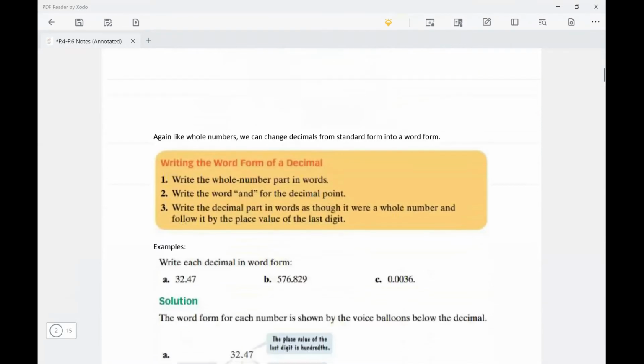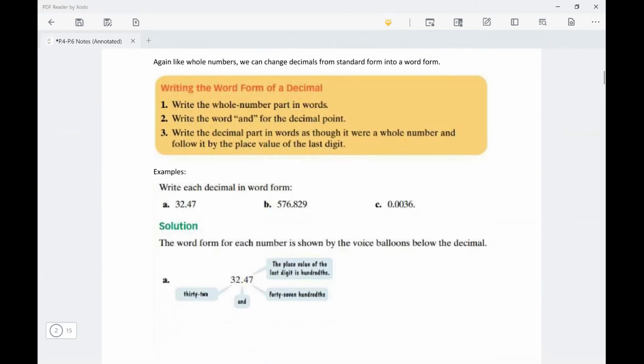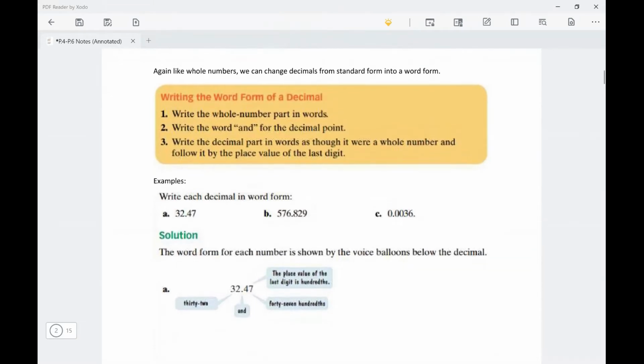Okay, so let's move on and look at writing decimals in word form, and then we're going to do the flip side of that as well. So we'll start with the words and go to decimals, right? I'm going to look at the whole number part first. We're going to write that just like we did in previous sections. We're going to use the word and to represent the decimal point, and then we're going to write the decimal part in words as if it was a whole number, and then use the place values that we did from the last page.